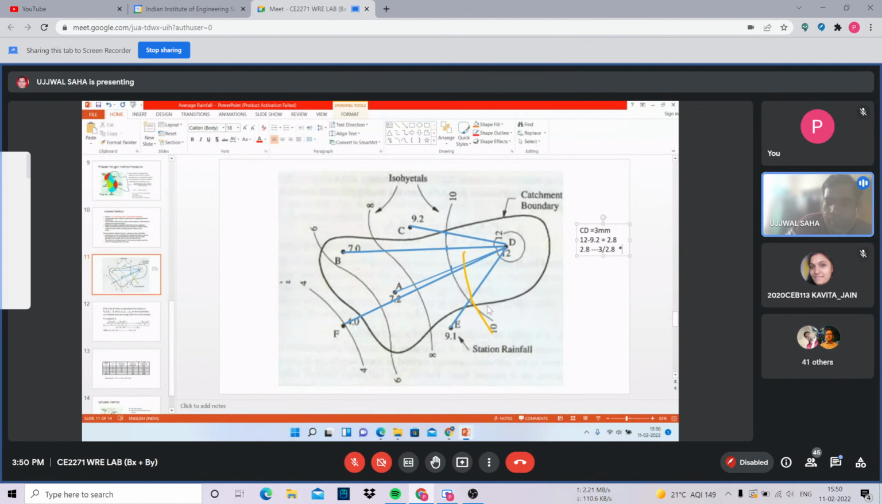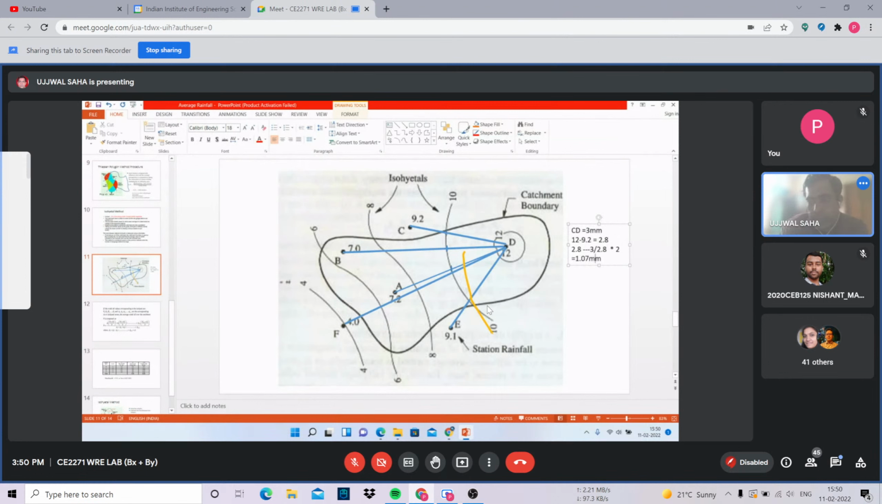Okay, you tell me the value. Let me actually complete it. 3 by 2.8 is 1.07. Okay, so from this D point, I will go 1.07, and then I will cross there. That will be one of the points on your isohyet of height 10.